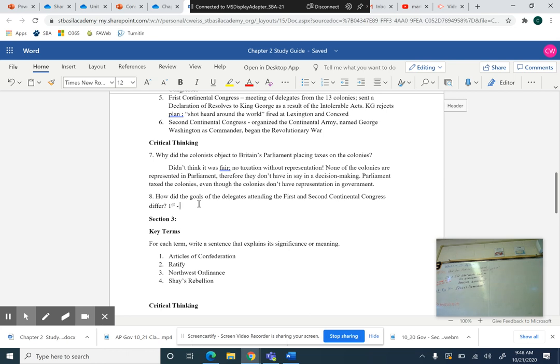The purpose of the Second Continental Congress was what? What was the purpose of the Second Continental Congress? To have their independence from Britain. To separate, to get ready for war. Excellent.